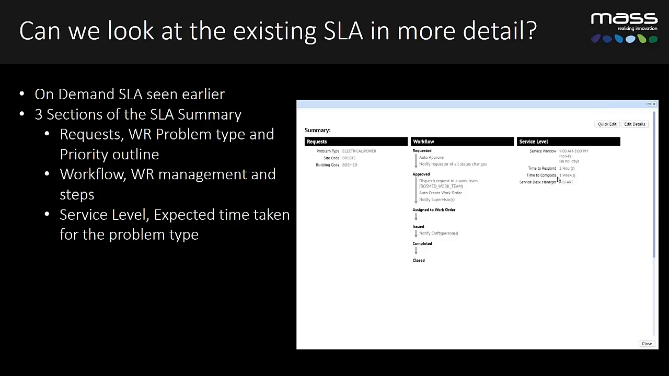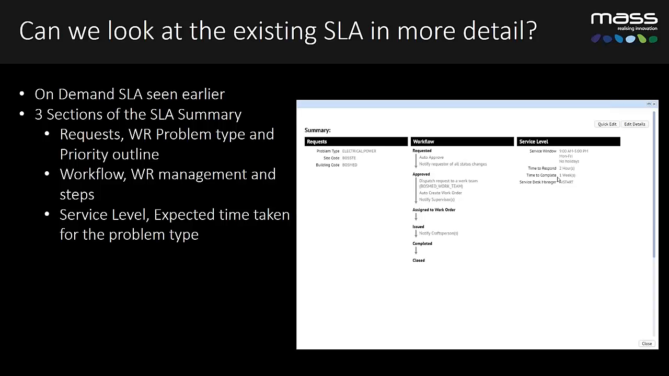So, I said before that I will be using the same on-demand SLA that I showed before, in that we've got the electrical power problem type here. This is specifically attached to the Boston Medical Building. As I said, this is all HQ data, so it's a Boston Medical Building in Massachusetts, America, showing both the site and building here. The problem type recorded would be specifically attached to any power outages, be it building, floor or room, when recorded by the requester.